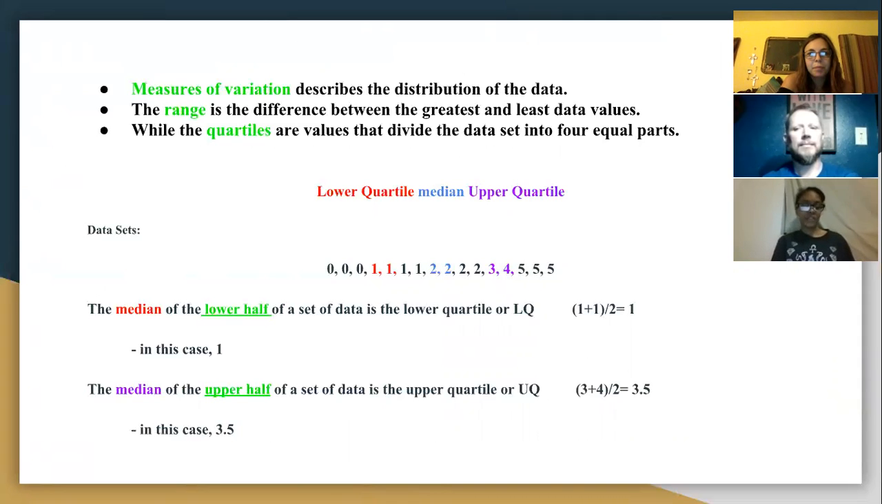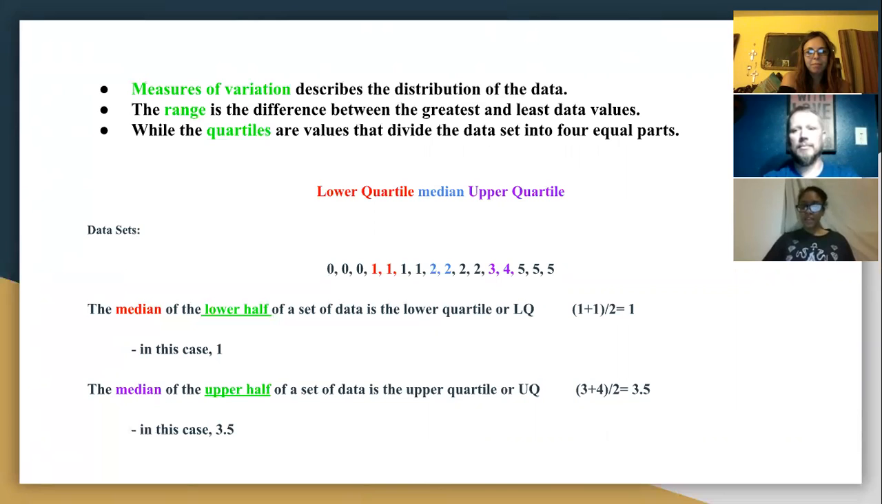Here's a simple set of data. The median of the data is 2 plus 2 divided by 2, which equals 2. It's the middle numbers of the data set shown below in the blue. The median of the lower half is called the lower quartile, quartile 1, which are the 2 numbers in red, and you add them just like you do the median and divide by 2. In this case, it equals 1, so that's quartile 1.